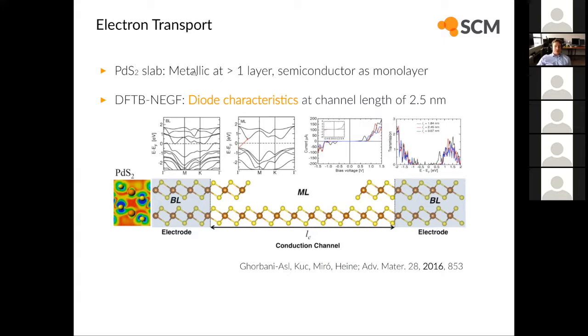Basically, the researchers were looking at how an electronic diode can be realized out of this single material, palladium disulfide, and they found that after a certain length of this monolayer channel, in that case 2.5 nanometers, the system possesses the characteristics of an electronic diode and basically allows realizing such a device out of a single material.